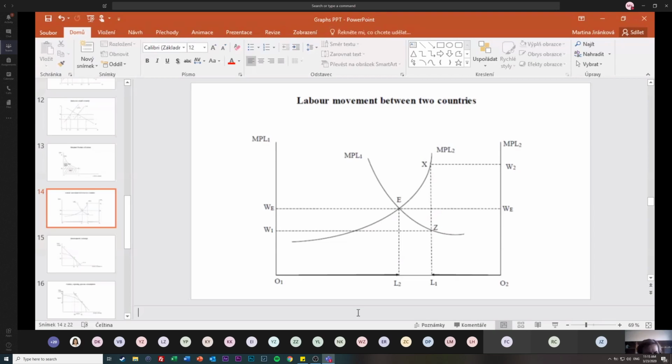Number 5. A, the equalization of wages in both countries. True. B, the increase of product in the foreign country. True. C, the improved situation of labor owners in the domestic country. True. I would like to remind you, labor owners means just employees.